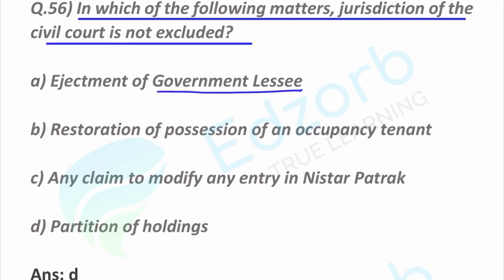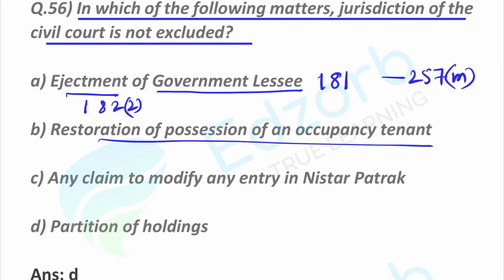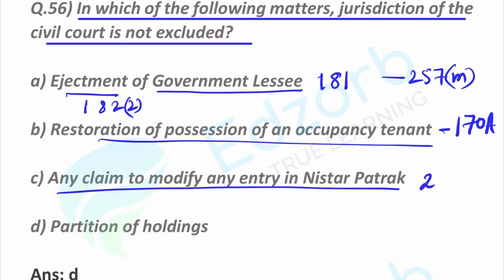So ejectment of government lessee. Government lessee is there in 181, ejectment under 182(2). Now specifically provided under 257M that revenue authorities will have jurisdiction. Restoration of possession of an occupancy tenant, 170A by collector. Any claim to modify any entry in Nistar Patrak, specifically by revenue authorities, 257W.